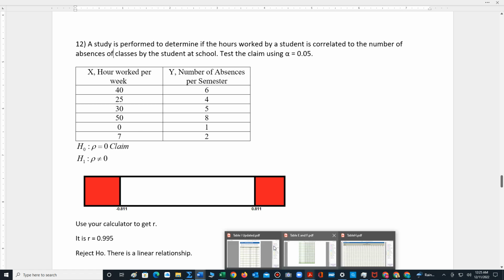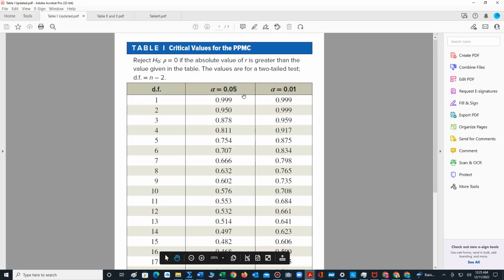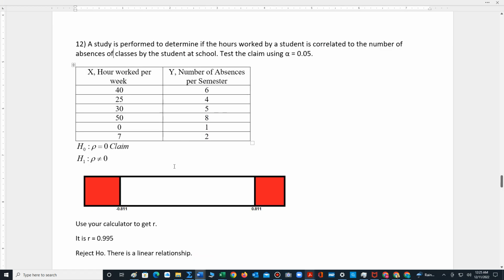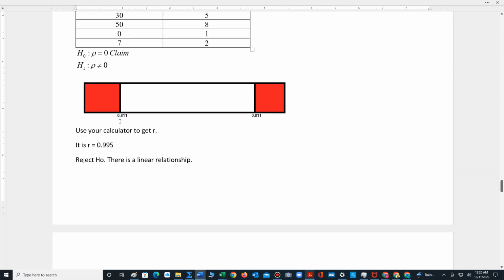We go to table I. 0.05 go down to 4, 0.811. So we have the critical values, negative 0.811, positive 0.811. We calculate R using Excel or a calculator. It's 0.995. That definitely falls in the critical region. We reject H naught, and we state that there is a linear relationship.